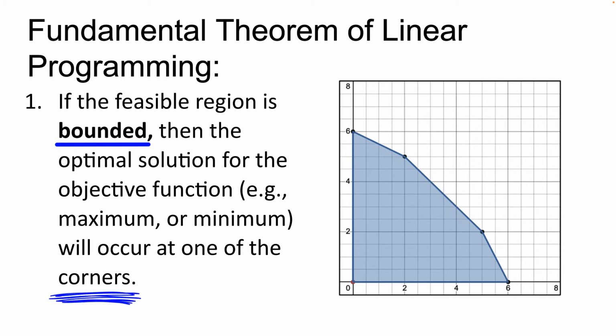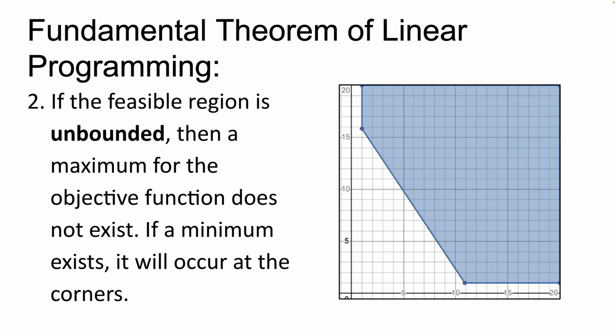In our first example, we saw that the feasible region was bounded. There are 5 corner points of this polygon that makes up the feasible region. Since this feasible region is bounded, the fundamental theorem of linear programming says that it will have a maximum or minimum, and the maximum or minimum will occur at one of those 5 corner points.